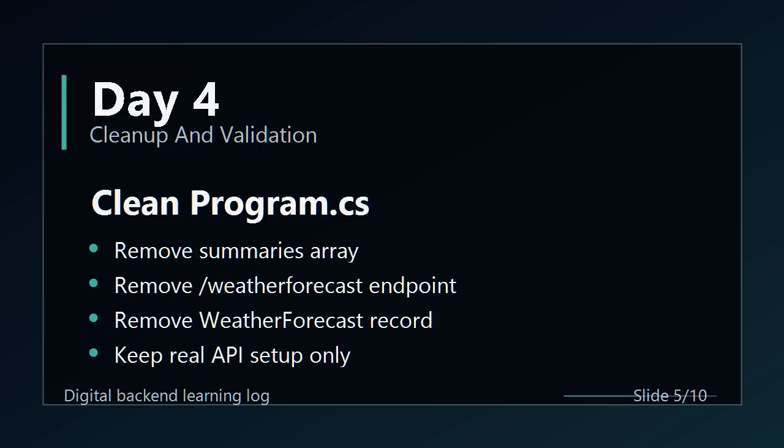The first cleanup is Program.cs. Remove the summaries array, the weather forecast endpoint, and the weather forecast record. Keep only the real API setup for Job Tracker.